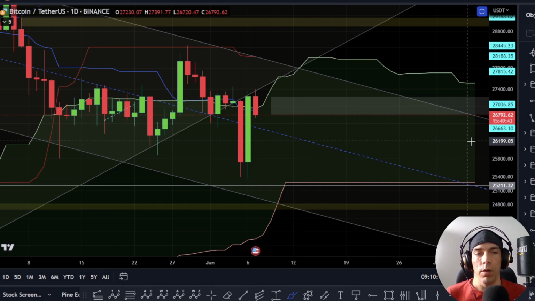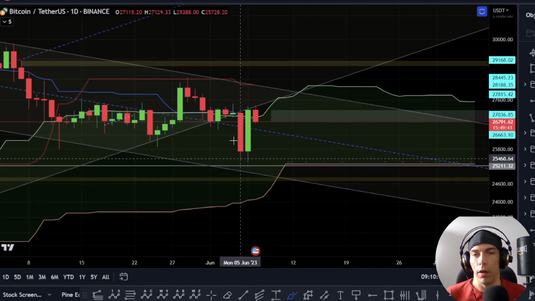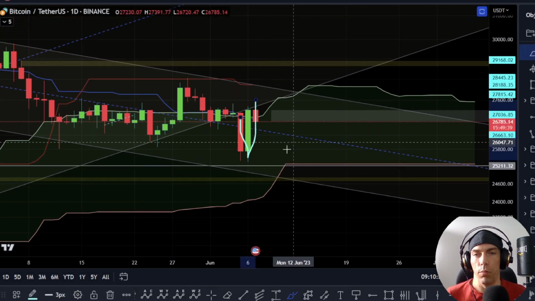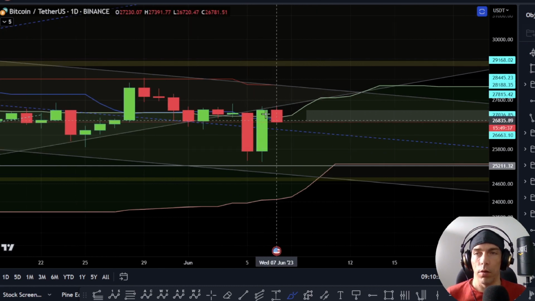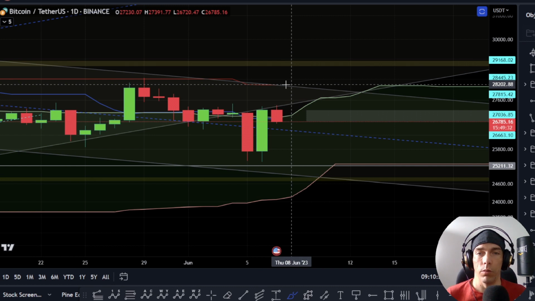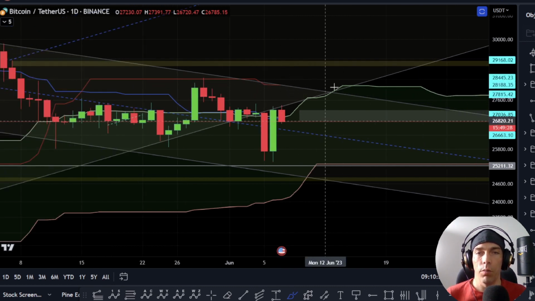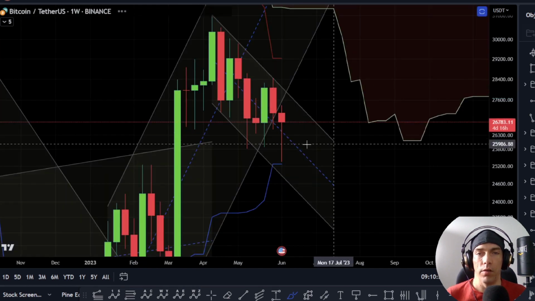Now on the daily, we can see here that we are still currently within the cloud. We came down into it, we pushed back up, and we are currently below our conversion line, but our baseline is sitting towards the top of this channel as well, towards 28,200. So I would be keeping an eye on that if we do see price move up there.